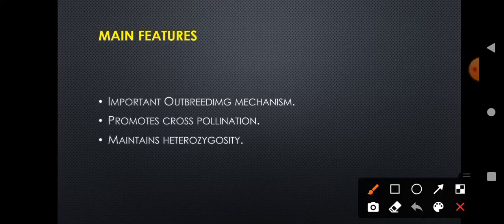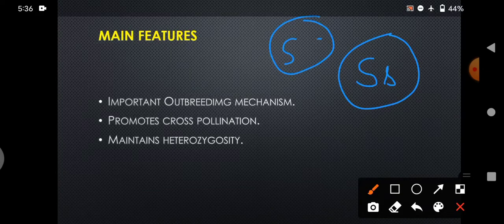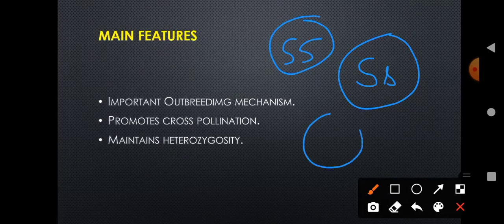So what does heterozygosity mean? Heterozygosity means when the cell has two different alleles. For example, one allele is dominant and the other allele is recessive. So this is heterozygous, right? And if the cell has two same alleles, like both the alleles are dominant or both the alleles are small, meaning both are recessive, then it is known as homozygous.